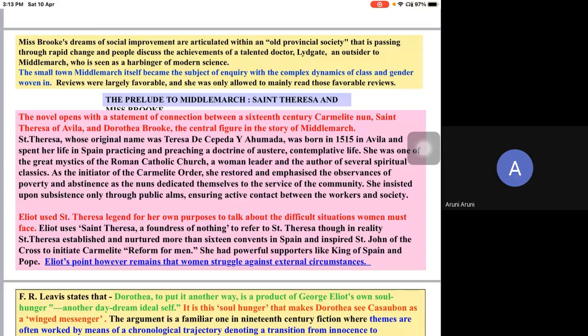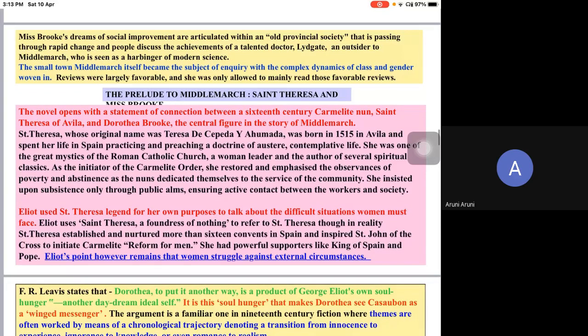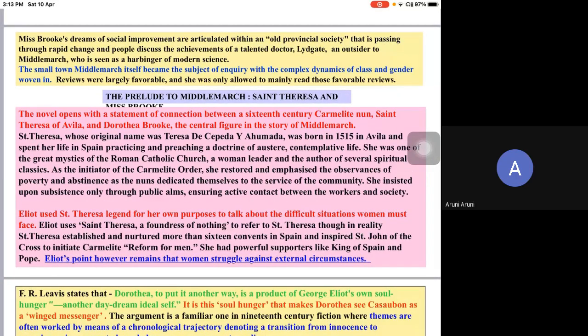Eliot uses Saint Teresa, a foundress of nothing, to refer to Saint Teresa, though in reality Saint Teresa established and nurtured more than 16 convents in Spain and inspired Saint John of the Cross to initiate Carmelite reform for men. She had powerful supporters like the King of Spain and the Pope. But Eliot's point was not about that powerful aspect of the nun. Eliot's point, however, remains that women struggle against external circumstances. So in order for a woman to be heard, respected and valued, she has to struggle a lot. So that was the connection that Eliot wanted between her character, Dorothea, and Saint Teresa, although Saint Teresa was a very powerful nun.